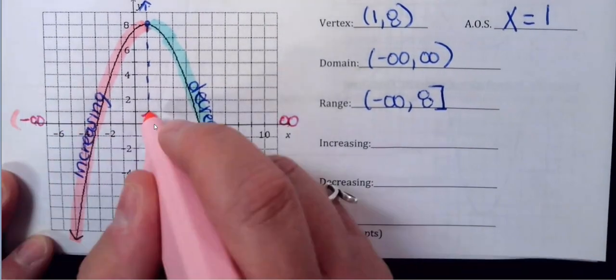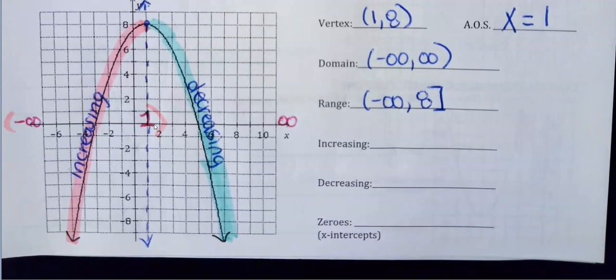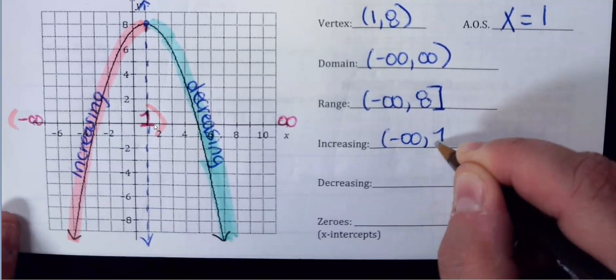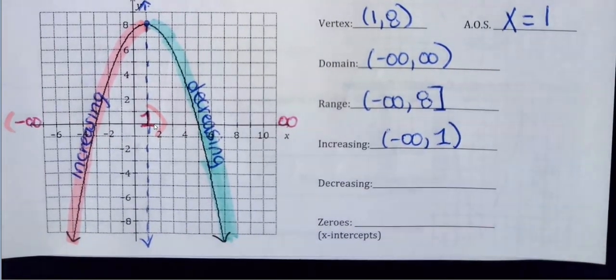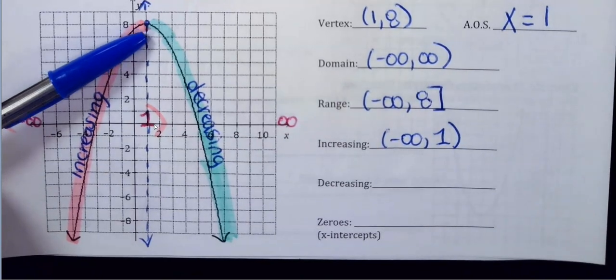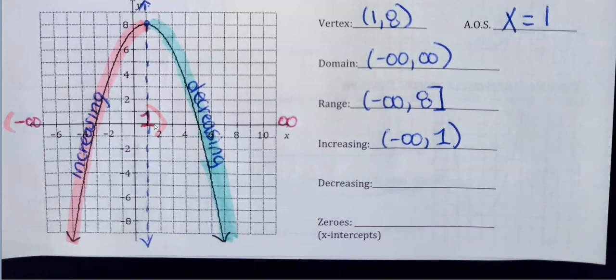So all the way to the left forever until I get to that vertex, I would be drawing up on that graph. So it'd be increasing, and that interval would be from negative infinity to 1, parentheses on all these. At 1, you're flat. At the top, you're not increasing or decreasing. It's where you're going to turn the corner, and so that's why it's a parenthesis, not a bracket.